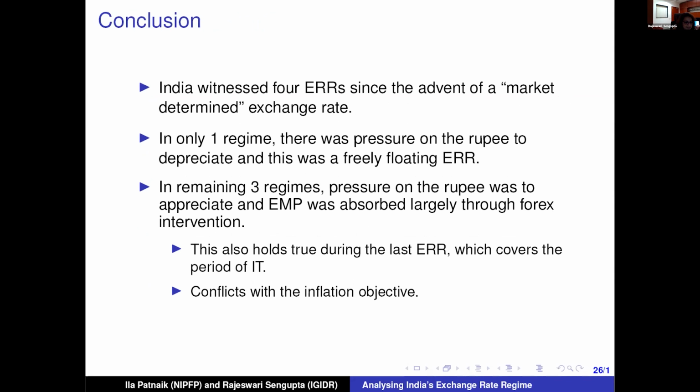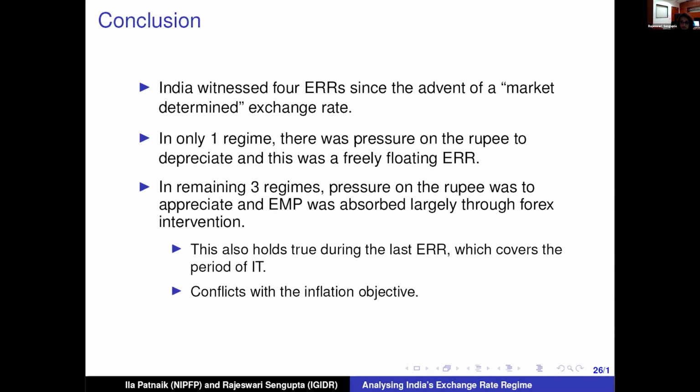So this is my last slide. This is just summarizing the results of the paper. Using a data-driven analytical framework, we find that India witnessed 4 exchange rate regimes since the advent of the market-determined exchange rate in 1993. In only one of the regimes, there was pressure on the rupee to depreciate, and we find the RBI let the rupee depreciate, resulting in a relatively freely floating exchange rate regime.